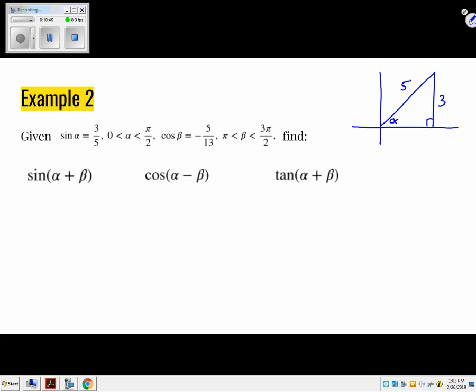Now, if those two sides of my right triangle are 3 and 5, does anybody want to go out on a limb for this third side? 4. It tells me that sine alpha is 3/5, so I just went opposite over hypotenuse for 3/5. The old SOHCAHTOA. All right. Now, that's my alpha triangle. I'm going to make a beta triangle.